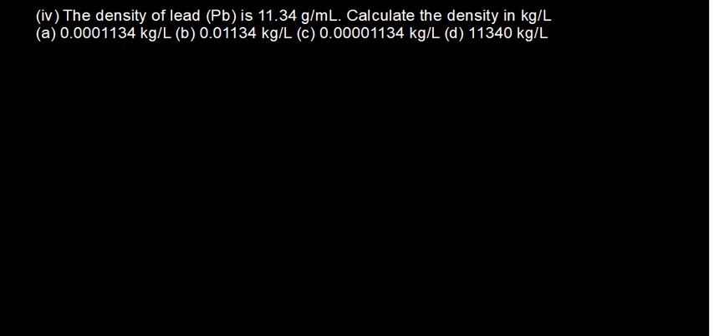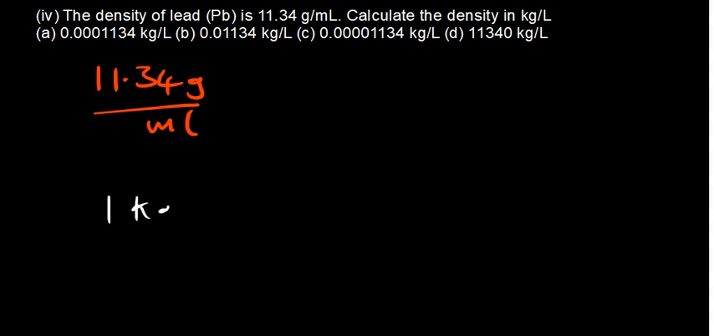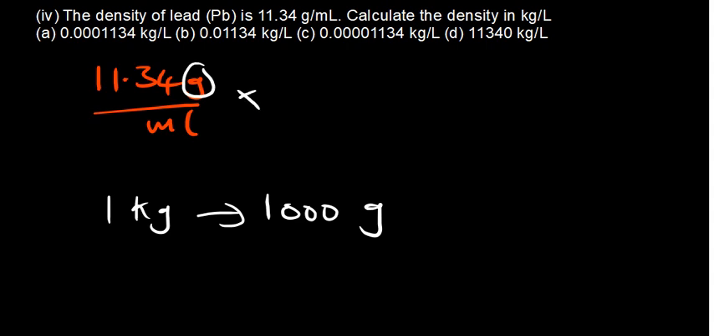Question 4. The density of lead is given as 11.34 grams per milliliter. Calculate the density in kilograms per liter. We will have to convert each unit that is part of this step by step. We understand that per every kilogram we have 1,000 grams. So for us to convert grams to kilograms, we have to multiply by a kilogram and divide by 1,000, so that the grams can cancel out.